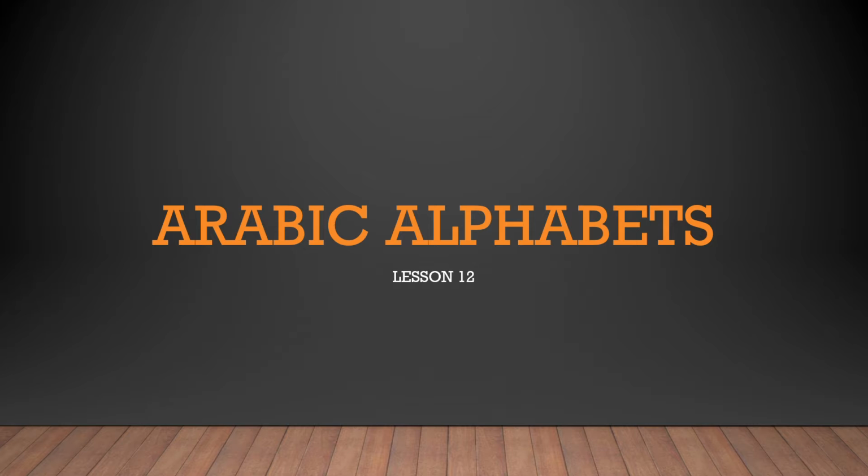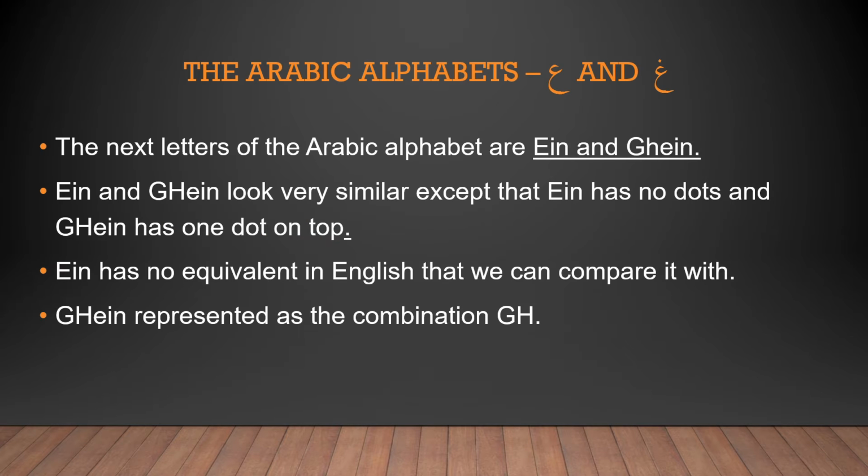Let's begin. Today we're going to be learning about the alphabets Ein and GHien. This is Ein and this is GHien. Ein and GHien look very similar, but Ein has no dots and GHien has one dot on top. This is the one dot on top and this is Ein, it has absolutely no dots.